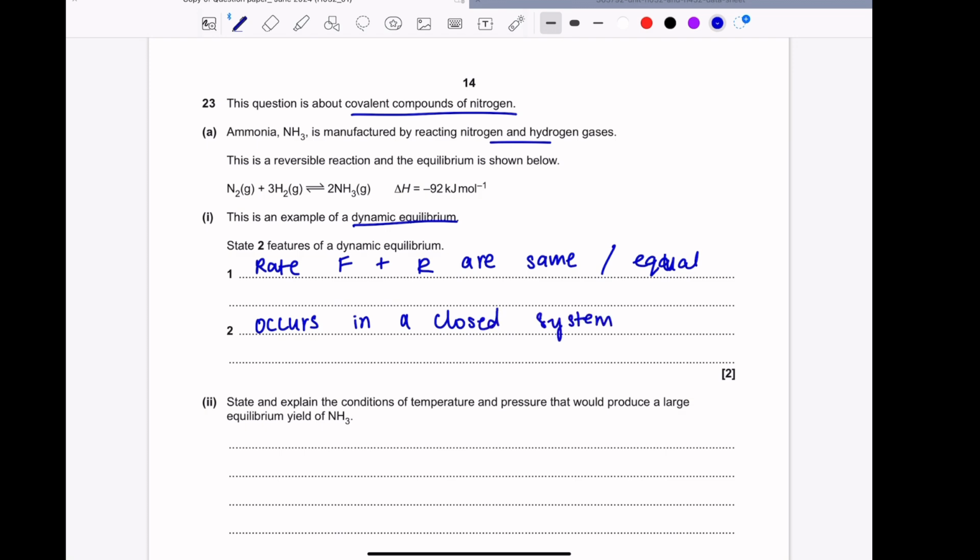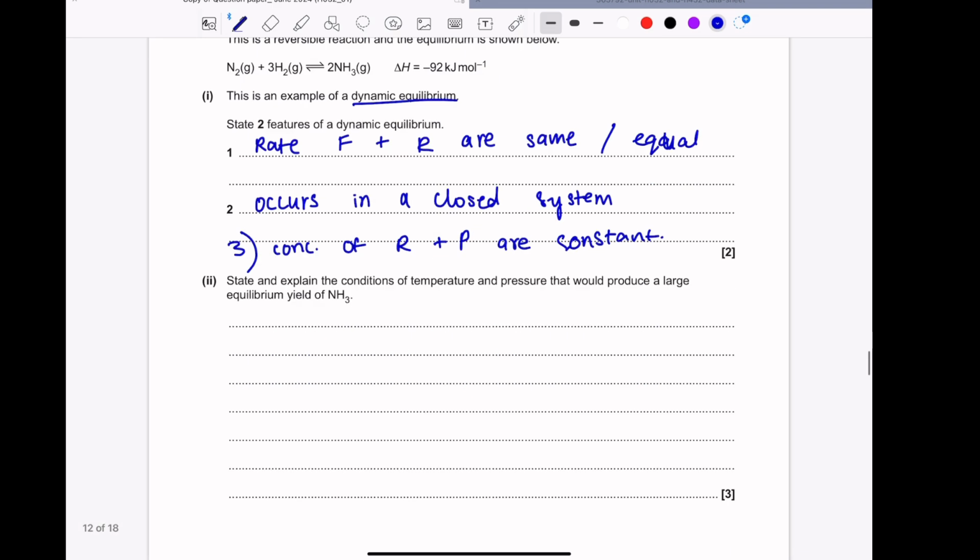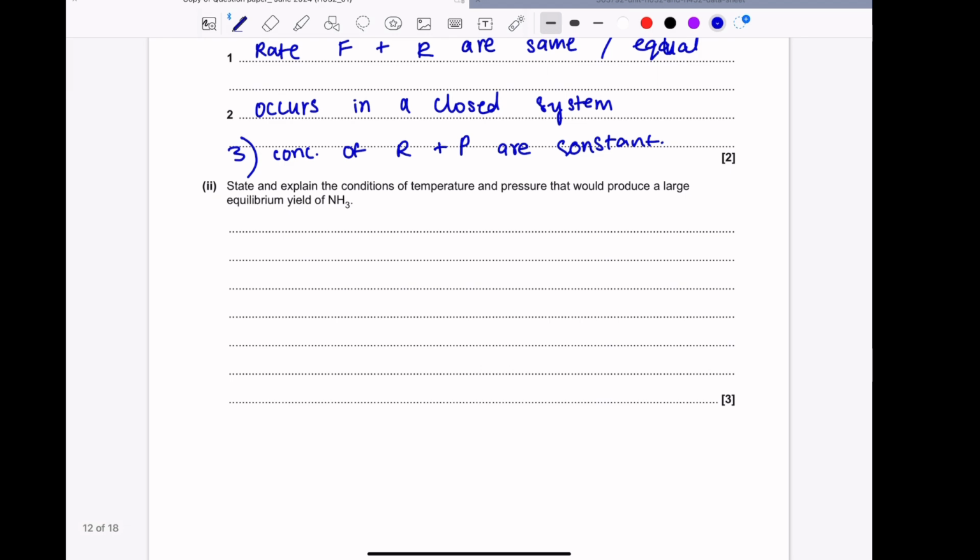And a third possible point that you could have made is that the concentrations of the reactants and the products stay relatively constant. So concentrations of reactants and products are constant. Right then, part 2 is to state and explain the conditions of temperature and pressure that would produce a large equilibrium yield of ammonia.